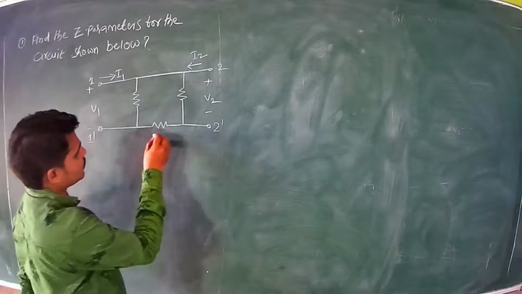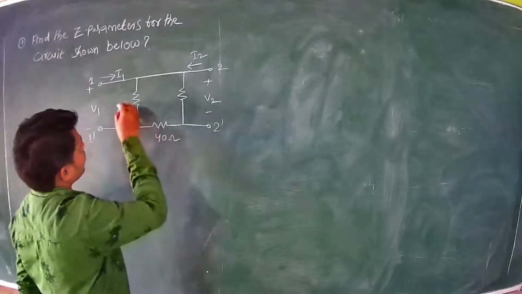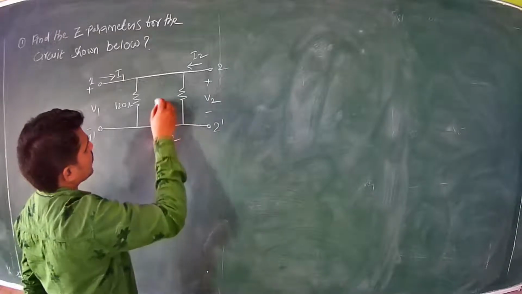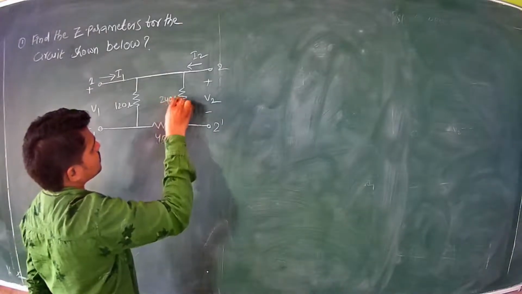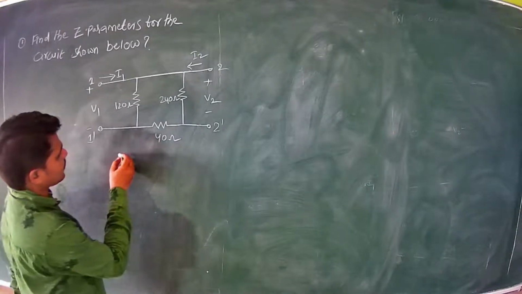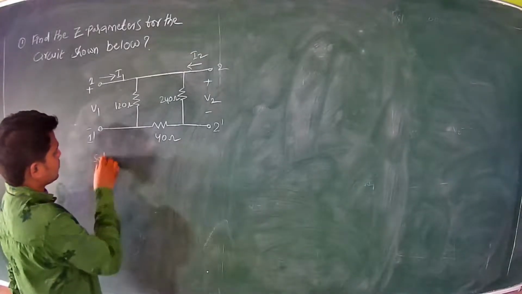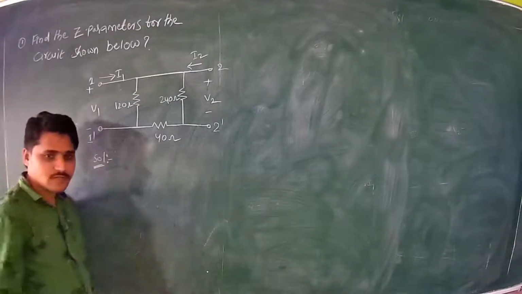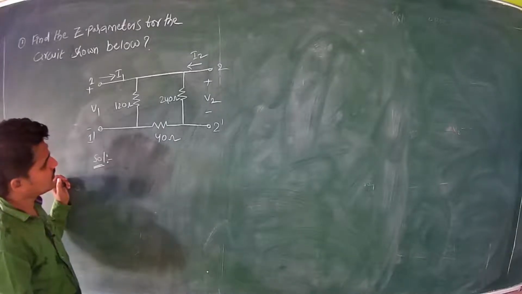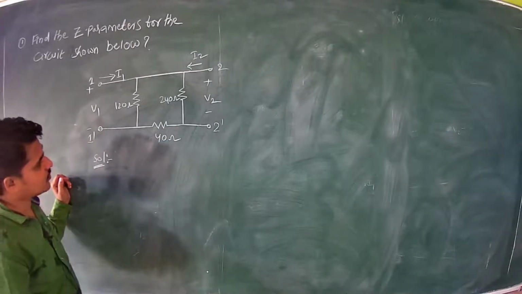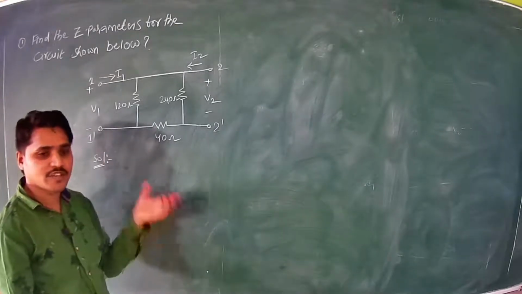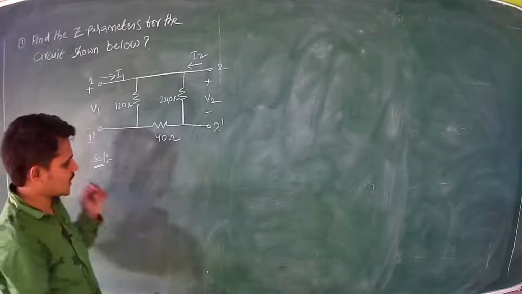Now these are the resistances given: 40 ohms, 120 ohms, 240 ohms, 240 ohms. So what is the first step? Let us solve the solution. The first step is to find the open circuit parameters, that is Z parameters, because we are finding the Z parameters by open circuiting port 1 and port 2 respectively. Therefore these Z parameters are also called open circuit parameters.